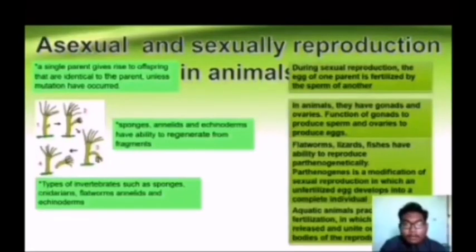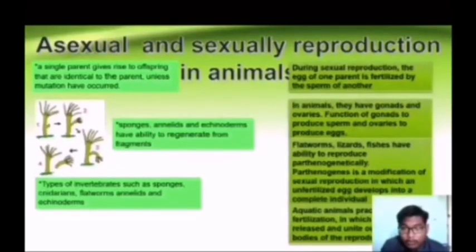Okay, in animals we have two types, asexual and sexual. In asexual reproduction, a single parent gives rise to offspring that are identical to the parent unless mutation has occurred. Next, sponges, annelids, and anemones have the ability to regenerate from fragments. So they have the ability to regenerate from the fragment to make reproduction.